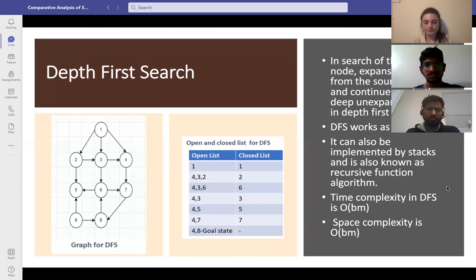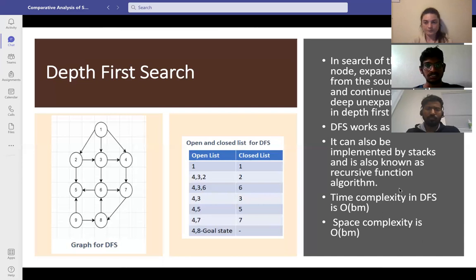Then node 6 comes into the picture, and since node 6 doesn't have any child node, we use a backtrack mechanism and go to node 4. After that we come to node 7. In this way we will reach the goal state 8 here.